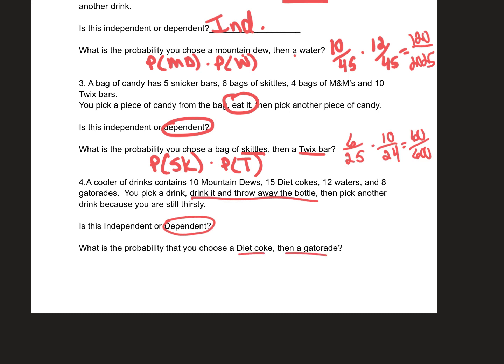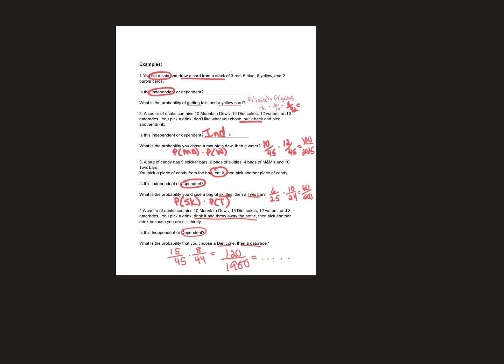Okay, so what's the probability that you choose a Diet Coke, then a Gatorade? So the probability of a Diet Coke is going to be 15 out of 45. A Gatorade, there are 8 Gatorades, but now when you're choosing the second time, there's only 44 drinks in the cooler, which means you're going to have 44 in your denominator. When you multiply, you get 120 out of 1980, and then you can make those into your decimal and percent.